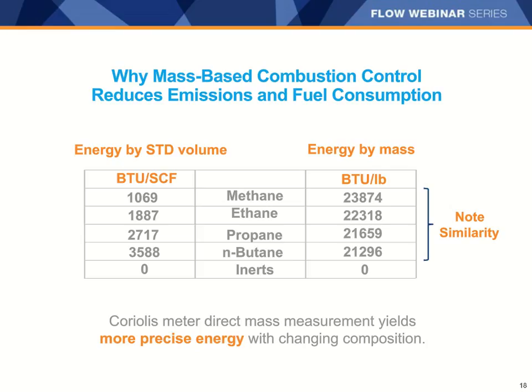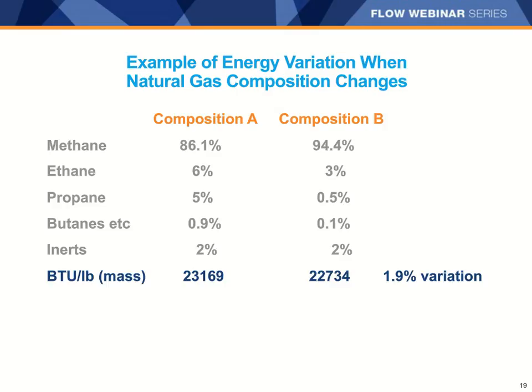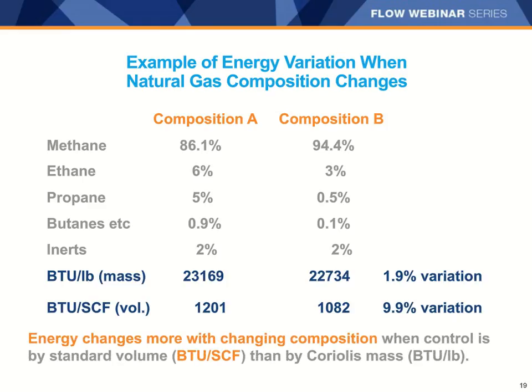To really appreciate the magnitude of this difference in practical terms, consider the two example compositions shown. The total energy content of the two compositions would only change by 1.9% if you were to take two samples of equal size as measured by mass. But the total energy content of the two compositions would change by 9.9% between two samples if they were taken of equal size as measured by standard volume. This comparison helps to explain why the improvements in efficiency and emissions were so dramatic in the combustion control application, where the micromotion Coriolis meter was installed and used to control based on mass units.